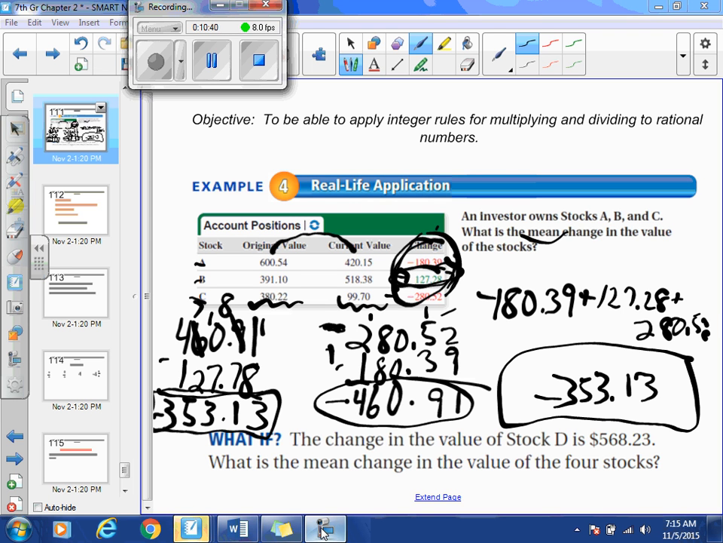Now, we still need to divide that by how many stocks we have. So we need to divide that by 3. And that is your job. That'll be your third answer that you submit on Edmodo. What is negative $353.13 divided by 3? That'll tell us our mean change in stocks.